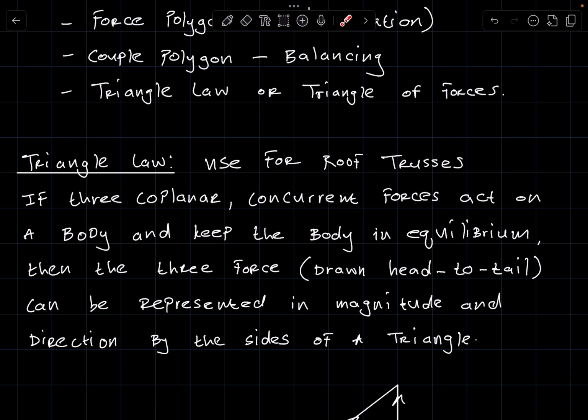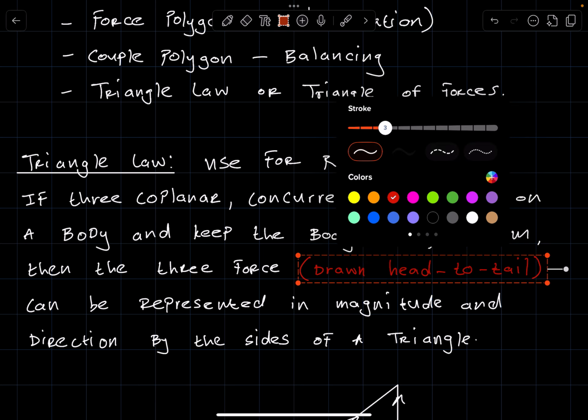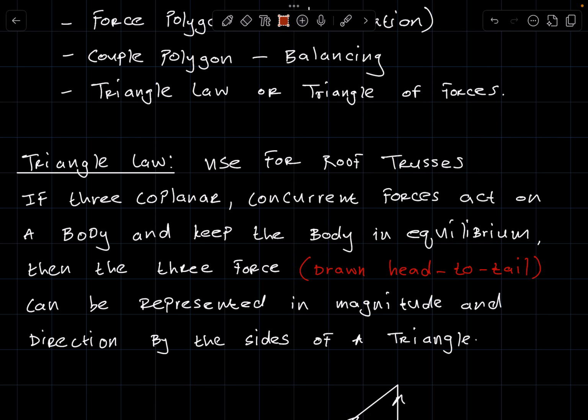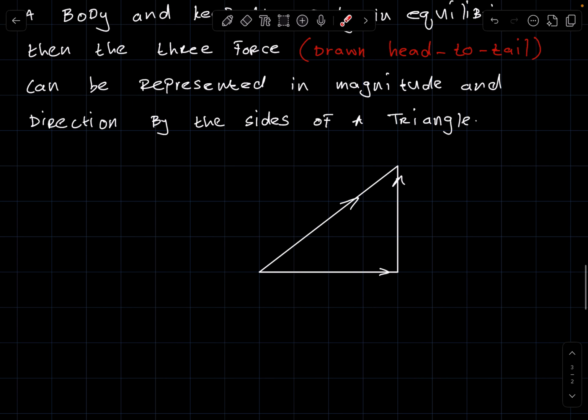What the triangle law states is that if 3 coplanar concurrent forces act on a body and keep the body in equilibrium, then the three forces drawn, this is very important, drawn head to tail, so this is the direction of the vectors, can be represented in magnitude and direction by the sides of a triangle. What that means is this here.